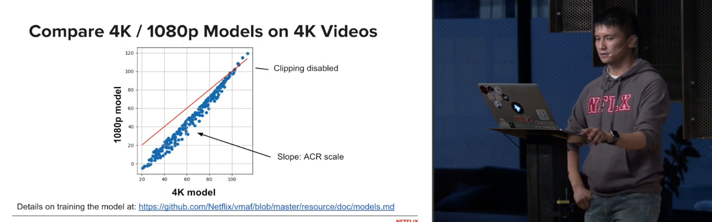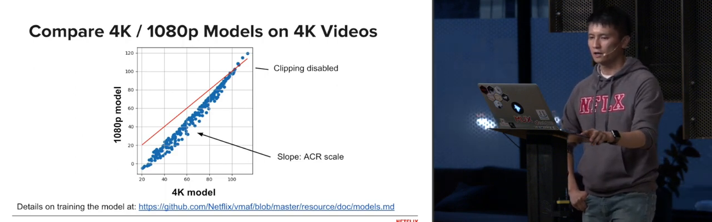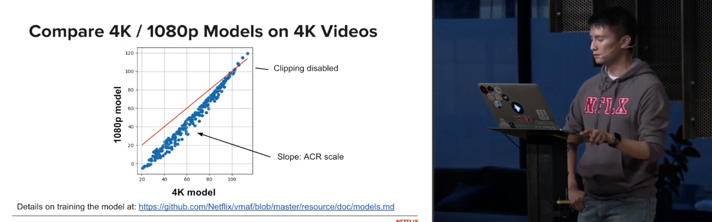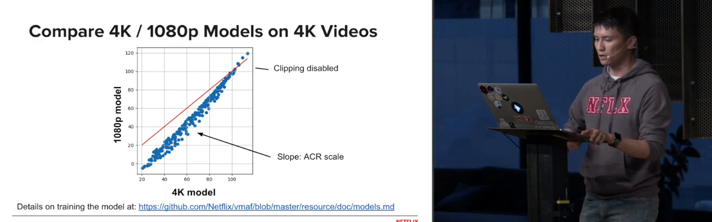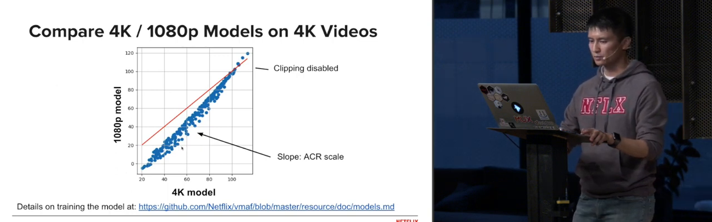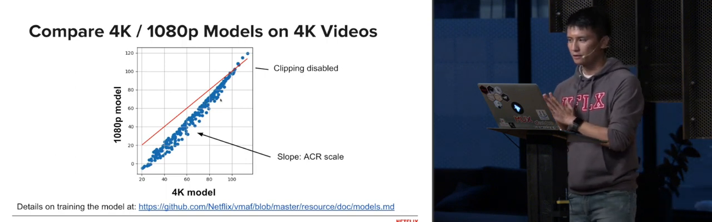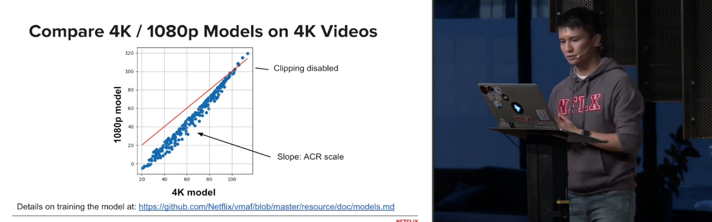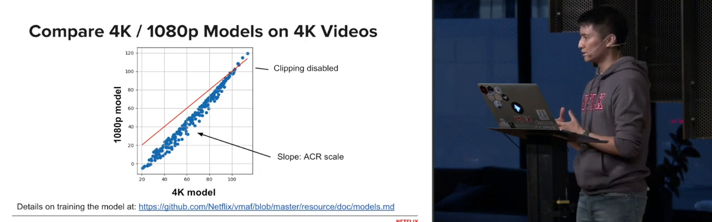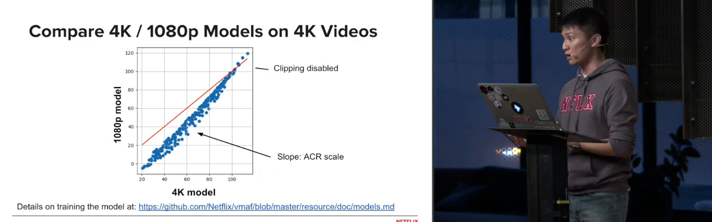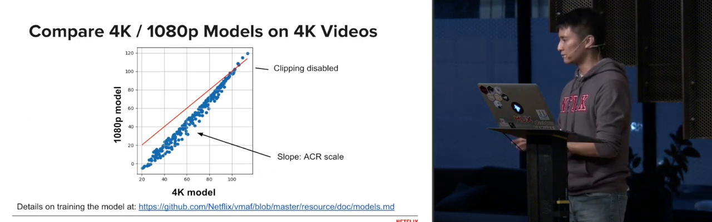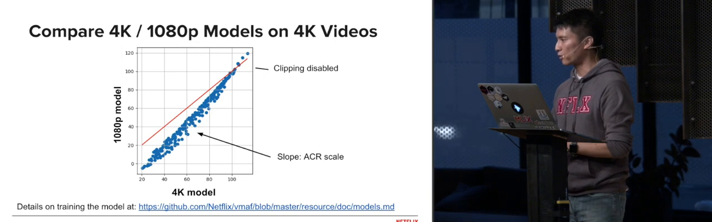So here are the results. If we compare the 4K model that has been trained using our 4K subjective data versus the 1080p model, this is the corresponding relationship, the scatter plot you get. It looks pretty good, because there is a very good correlation between those two models, which suggests that the 1080p model is actually not bad for predicting 4K quality.